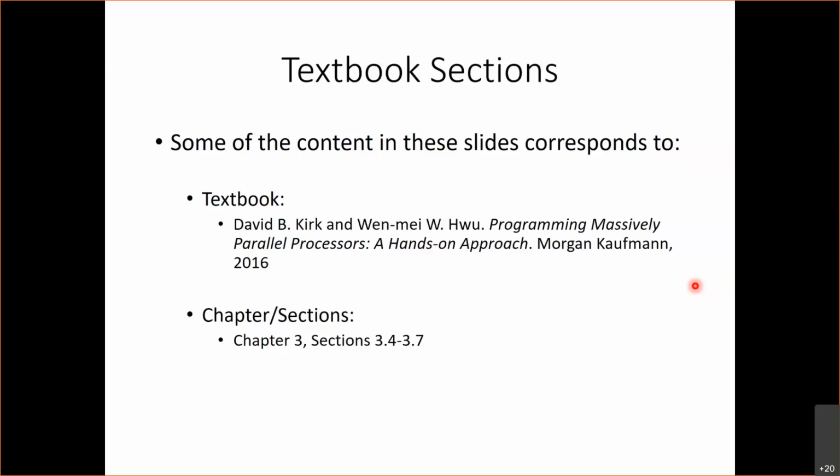Other questions? Doctor, can you repeat the definition of occupancy? If you can go back to the slide with the examples about occupancy.